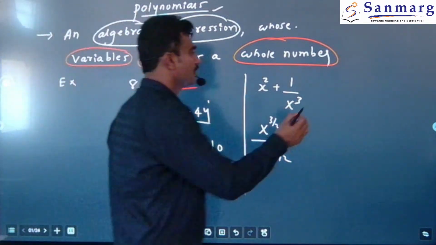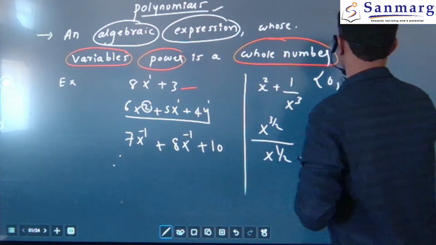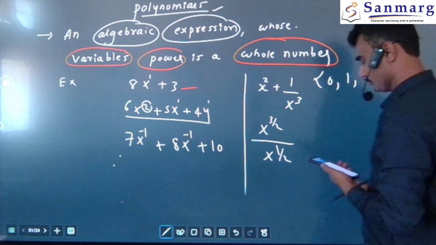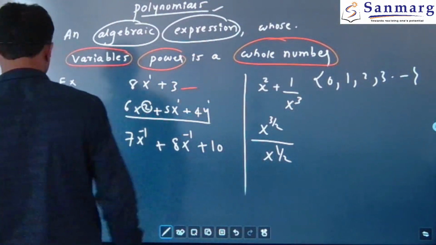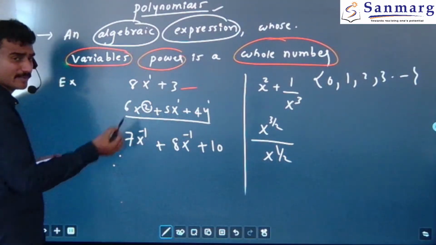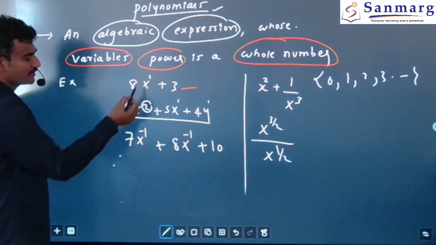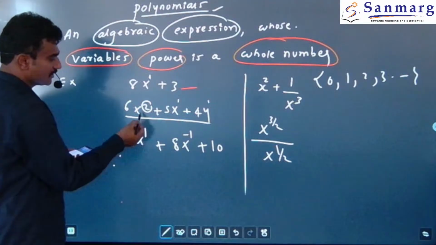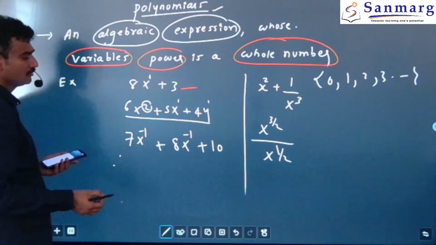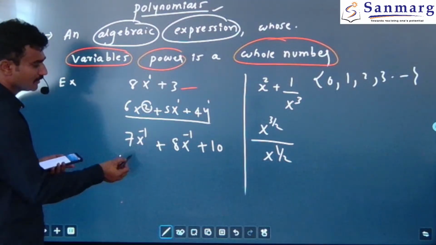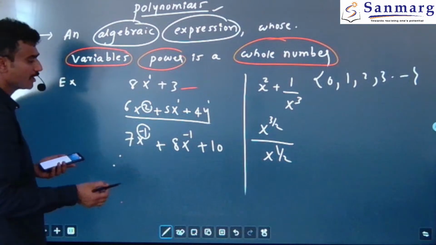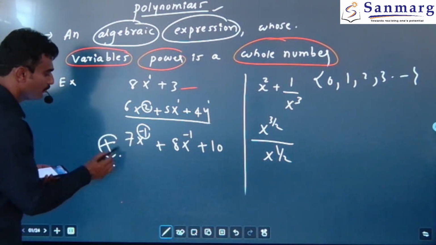I think you are familiar with whole numbers; whole numbers start with 0, 1, 2, 3 and so on. So all these are whole numbers. In the expression 8x plus 3, the power of x is 1. In the second expression the power of x is 2, here the power of x is 1, here the power of y is 1. Similarly, in the third algebraic expression, the power of x is minus 1, which is not a whole number. Therefore, this is not a polynomial.